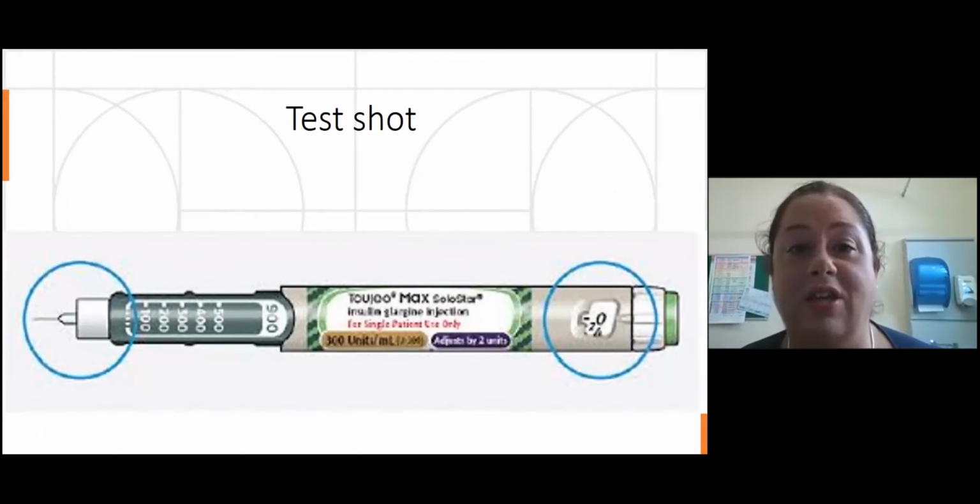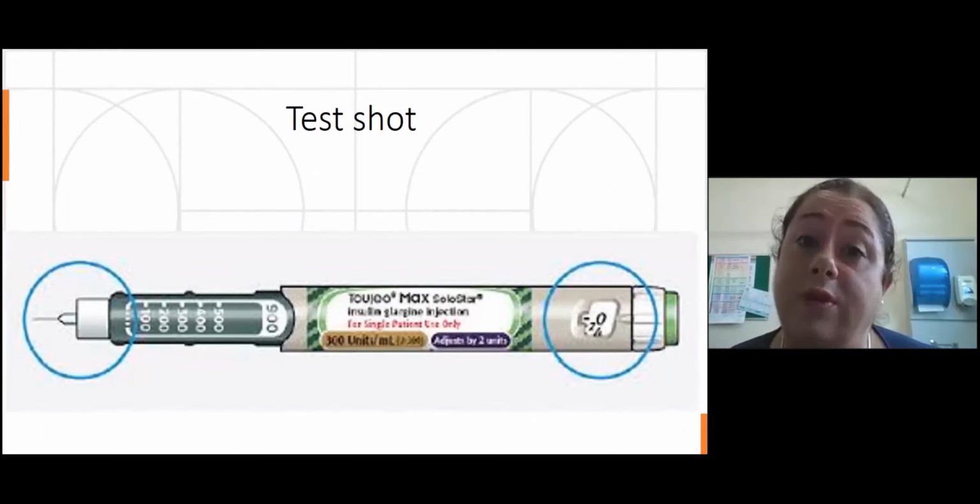Some people call it test shot, some people call it air shot. I suppose each to their own. For me, we call it the test shot. And I like this slide because it's important. We always say dial up to 2 and then squirt it into the cap.